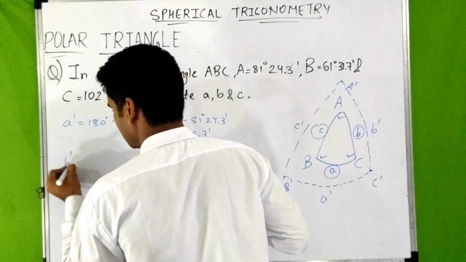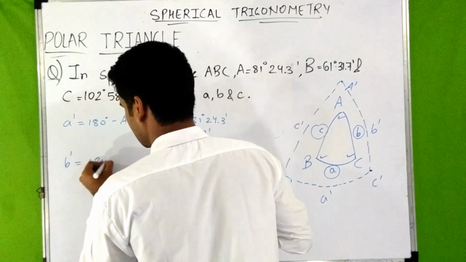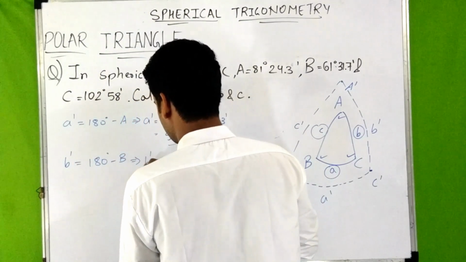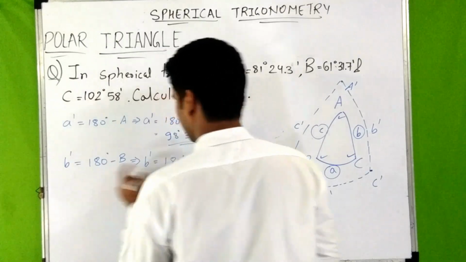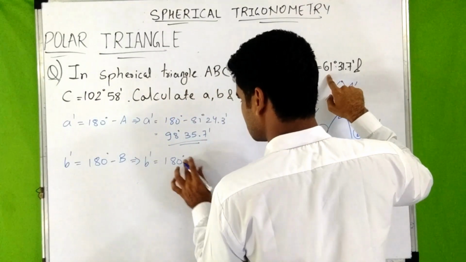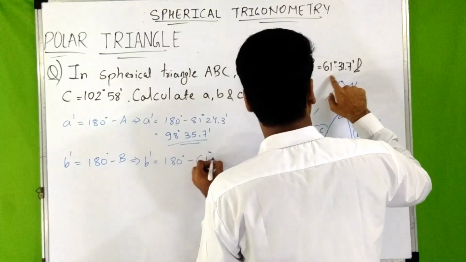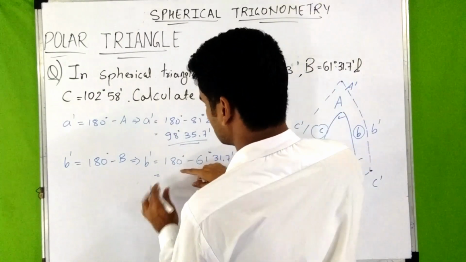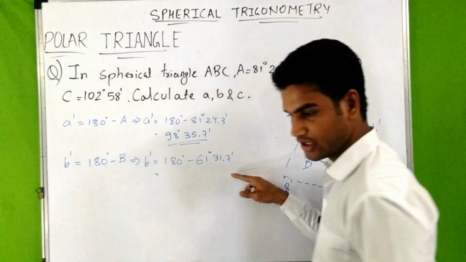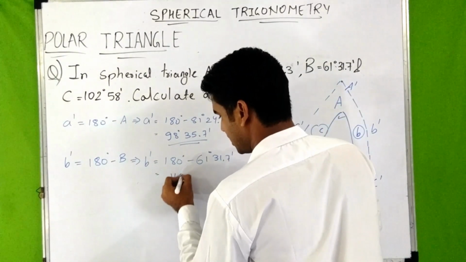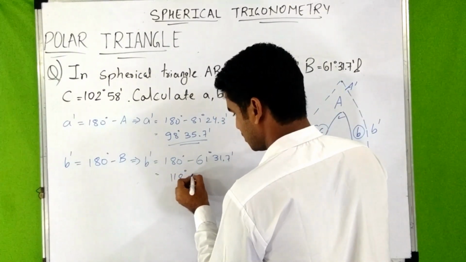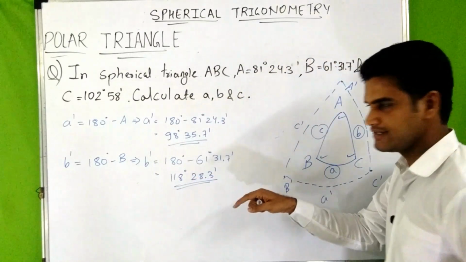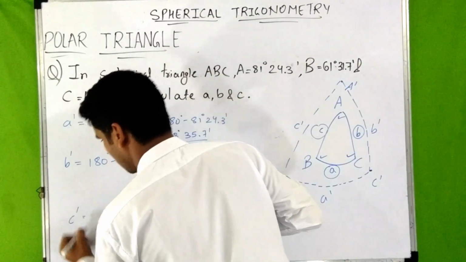Similarly, we will calculate small b dash, that is 180 degree minus capital B. So small b dash is equal to 180 degree minus capital B. Value of capital B is 61 degree 31.7 minutes. So by putting this on calculator, you will get 118 degree 28.3 minutes. And similarly, we will calculate small c dash.